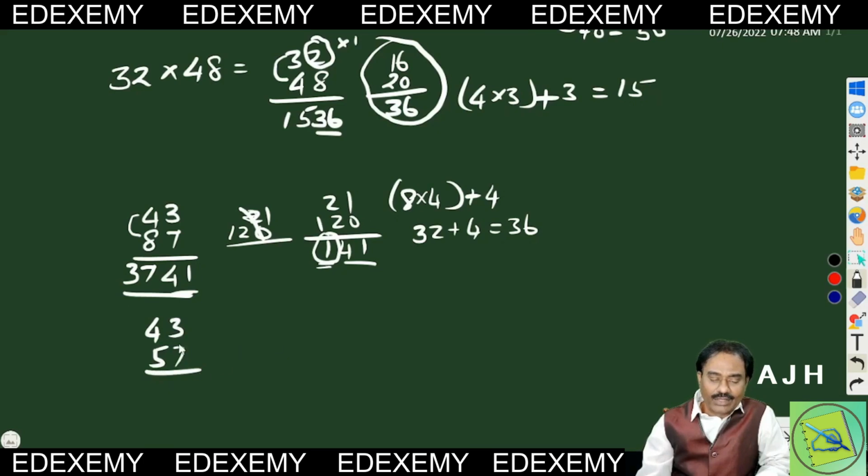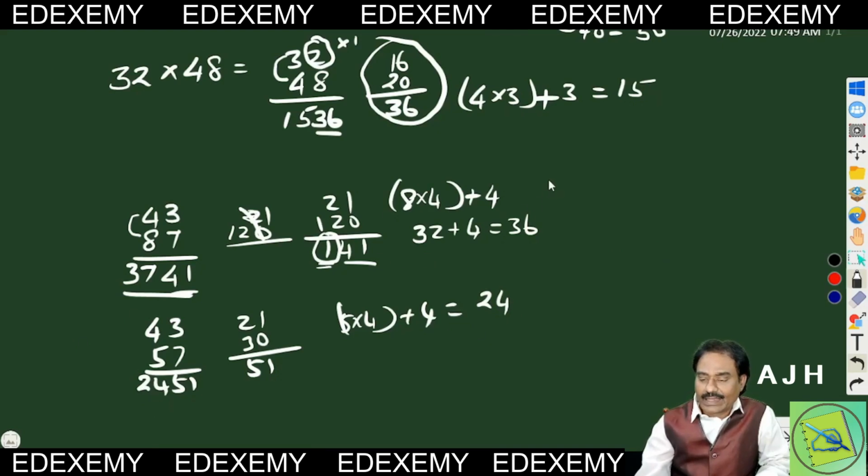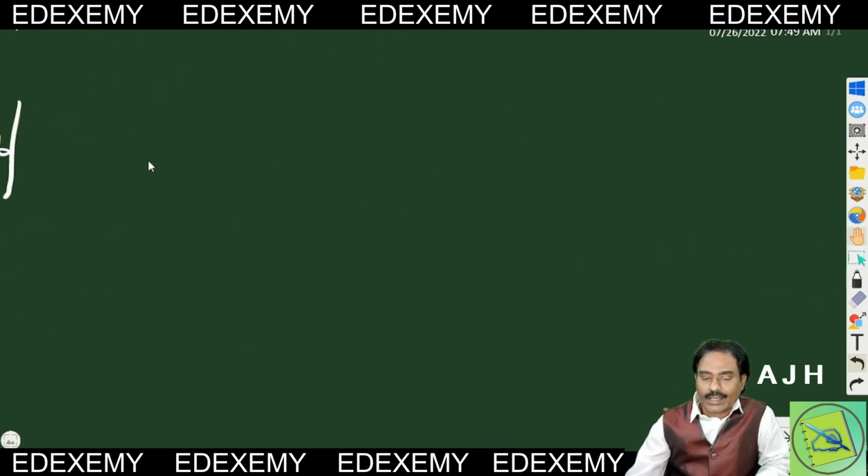Now we will find the value of 43 into 57. Here also 7 plus 3 is equal to 10. So 7 into 3 is 21 and the difference is 1 rotation. 1 into 3 is 3. So 30 you have to add to 21 to get 51, which forms the last two digits. 5 into 4 plus 4, so 24. 2451 is the answer. So within a fraction of a second, within 2-3 seconds, you can find the value of the multiplication of any two numbers in which the sum of the unit digits is 10.